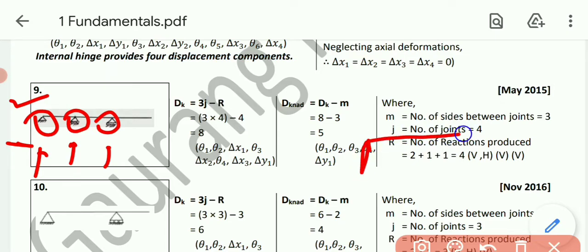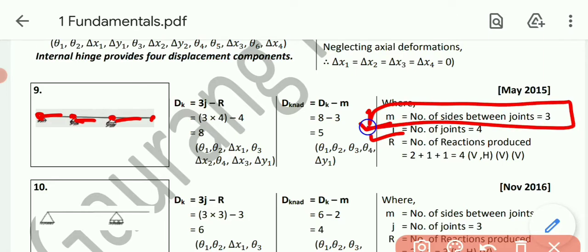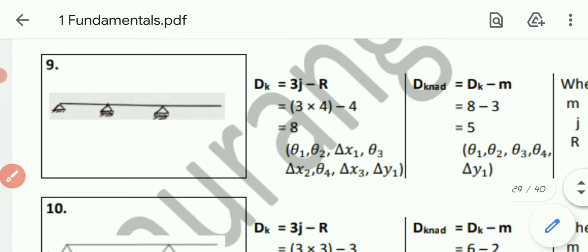First of all, horizontal and vertical for hinge support, roller vertical, then roller vertical. So ultimately capital R, number of reactions produced, that is 2 plus 1 plus 1, 4. J, number of joints 1, 2, 3, 4, that is the number of joints. And the number of sides between the joints, that is m, 3. So DK is 3j minus r, 3 times 4 minus 4, 12 minus 4, answer comes 8.